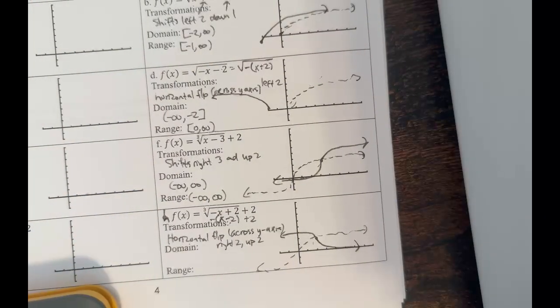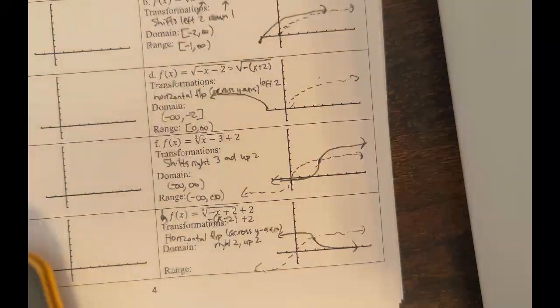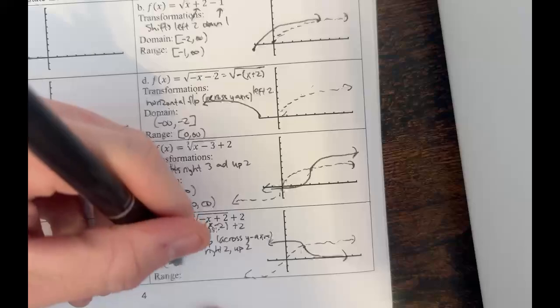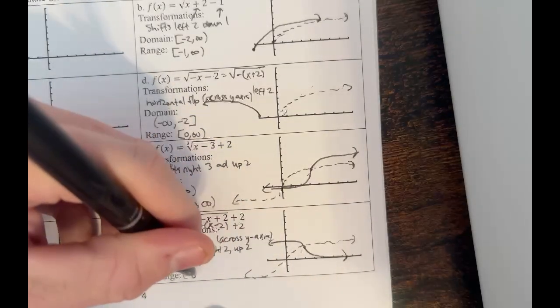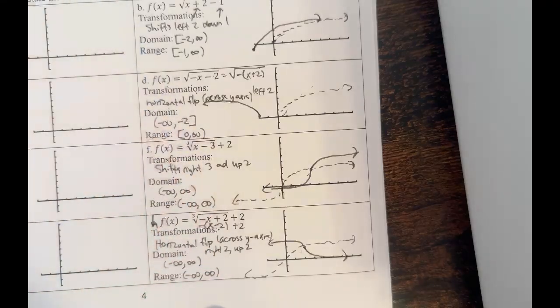So domain, how far left will this go? It'll go forever to the left. How far right will this go? Your domain and range is going to be consistent here. How far down will it go? It'll go forever down. How far up will it go? It'll go forever up. So you're going to have the same domain and range for all these.